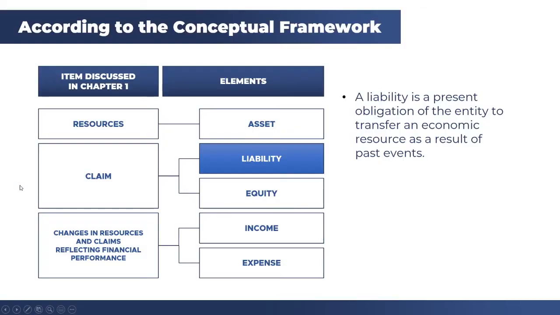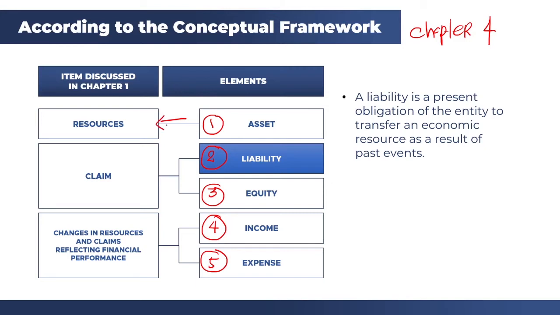Under the conceptual framework, the definition of a liability is covered in Chapter 4. In it, you will find that a liability is one of the 5 main elements of a financial statement as discussed before. We have the asset, the first one, the liability, what we're discussing right now, equity, income, and the expenses. So if the assets pertain to the resources, the liability is one of the claims on those resources.